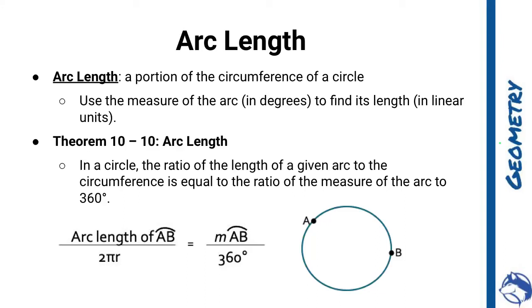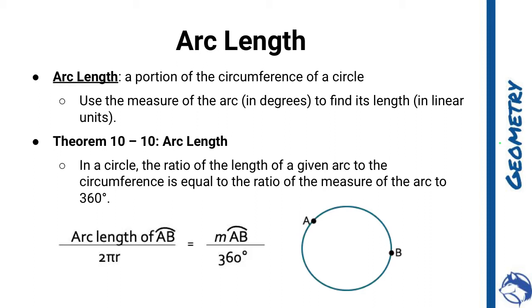So now we're going to talk about arc length. Arc length is just a portion of the circumference of a circle. What we're going to do is use the measure of the arc in degrees to find its length in linear units. So this is how we would go ahead and figure out arc length.